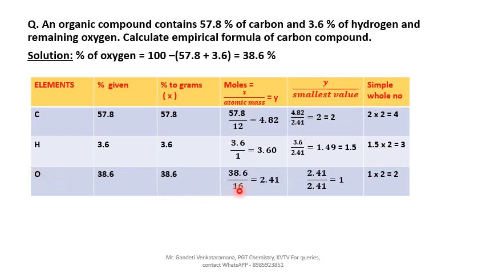16, 2.41. So whatever Y you are getting, Y by the smallest value. This is important. So which is the smallest value? This is the 4.82, 3.60, 2.41. 2.41 is the smallest value. So divide all the Y values with this one. So 2.41, you will get exactly 2. 3.6 by 2.41, 1.49 you are getting. So it should be taken as 1.5 approximation. 2.41 by 2.41, again you will get 1.